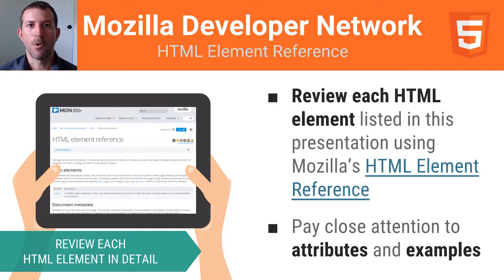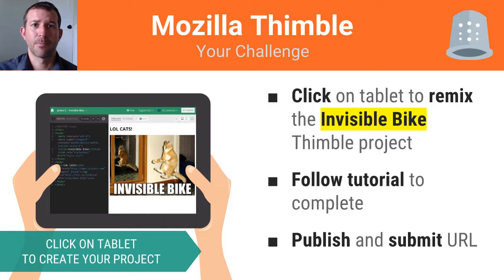As always, I want you to take a look at the HTML element reference, this Mozilla Developer Network website that allows you to learn more about each of the elements that I teach you. Pay close attention to the attributes and examples. Ultimately, this is how you will learn to use these tags. And as always, practice makes perfect. So along with this video presentation is a mini project called Invisible Bike, and you will be creating the project you see here. This is going to give you practice with text, links, and images.